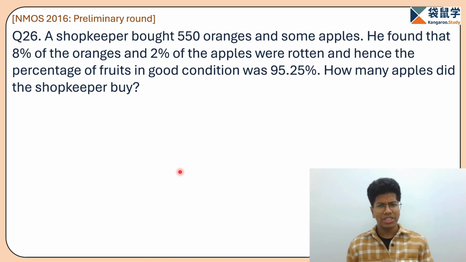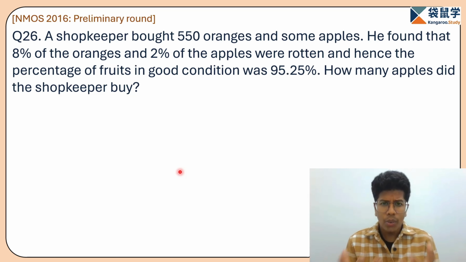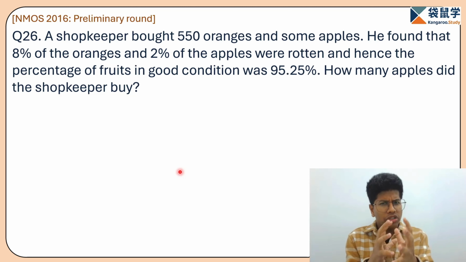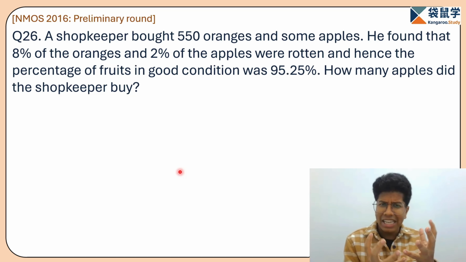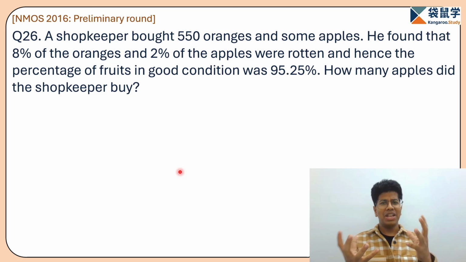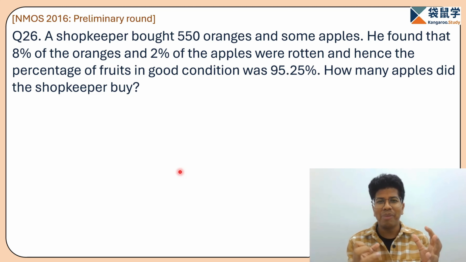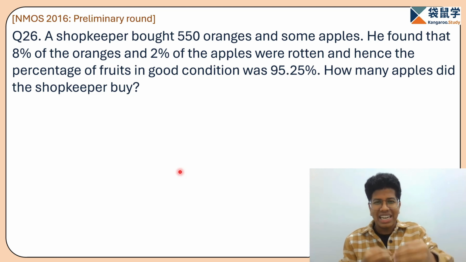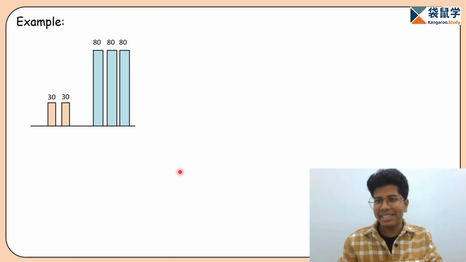Now, here in this question, we have some percentages given to us and some numbers. We need to find out the number of apples. Whenever you see a question based on percentages and numbers, there is a relation that we can establish. How to find out this relation? We can find it by using the crossing method. So let's first understand what this crossing method is by a simple example.